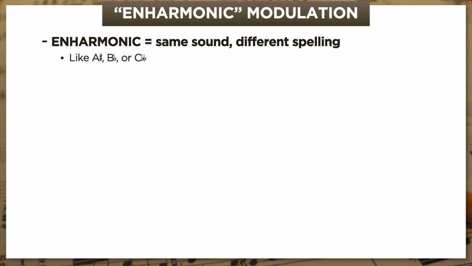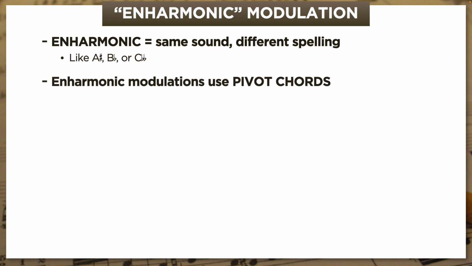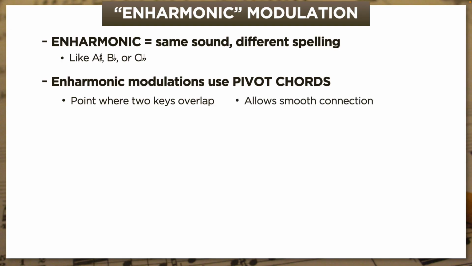I'm going to take my time and be as clear as possible with this. In some ways, an enharmonic modulation is just like any key change that uses a pivot chord. Remember, the pivot chord is the point where two keys overlap. It's a chord that lives in both keys and lets composers connect them smoothly.